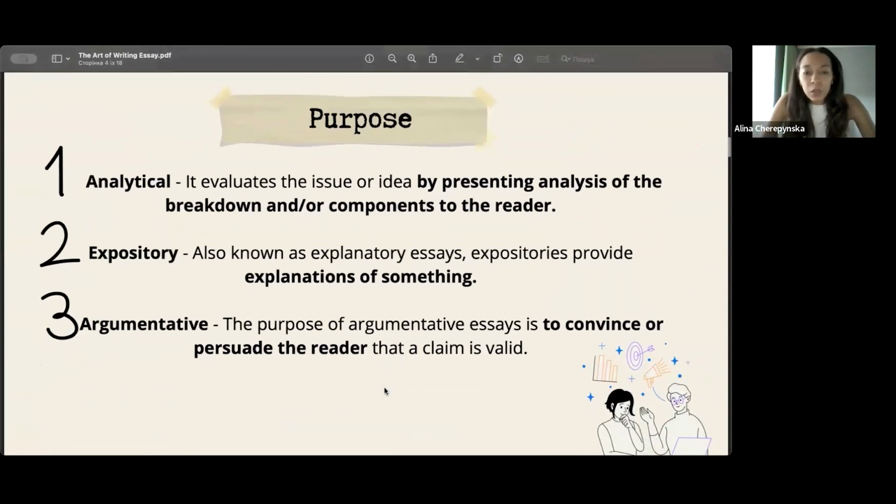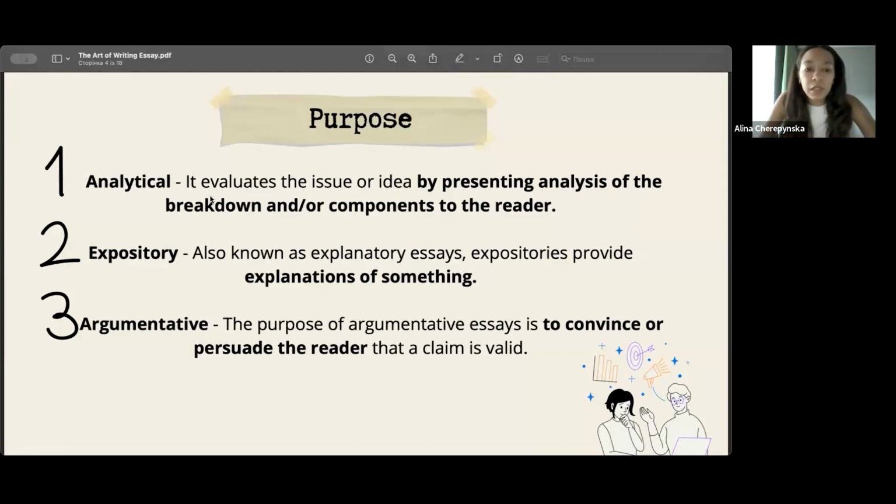The next point that we need to cover is the purpose of our essay. So the idea, the reason for writing this essay. And in academic writing, we have three main purposes in essay writing. Let's take a look, what do we have? Number one, we have analytical purpose. So what is the idea of analytical purpose? It's to analyze the idea, to evaluate the idea, somehow to judge the idea if you want.